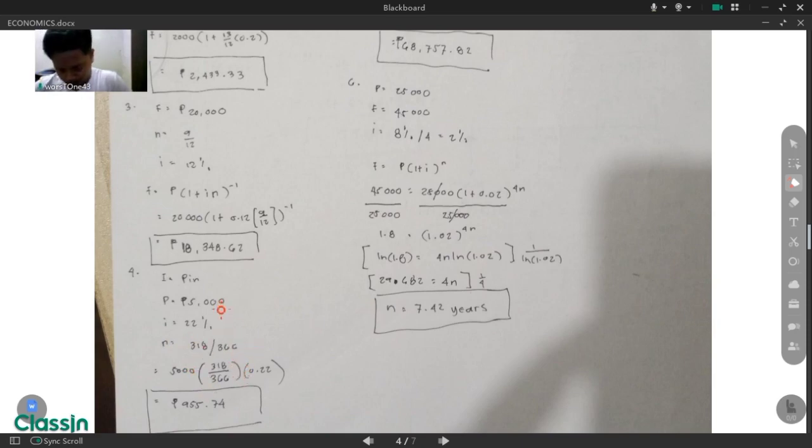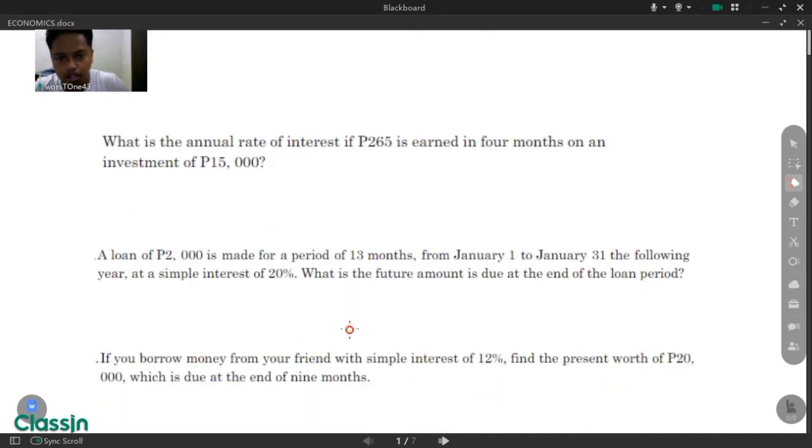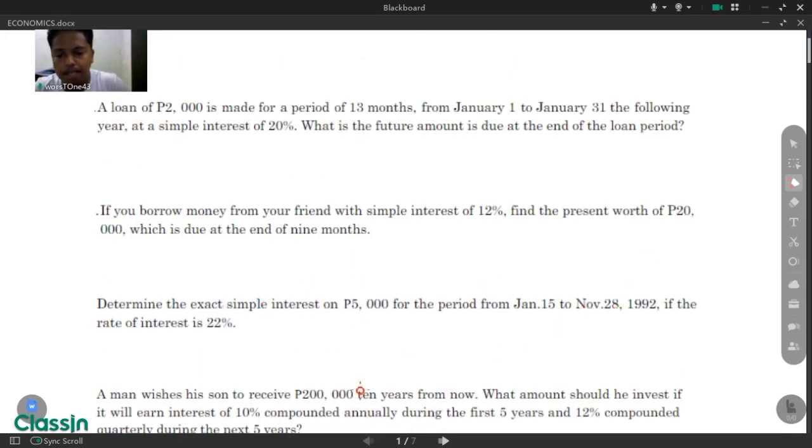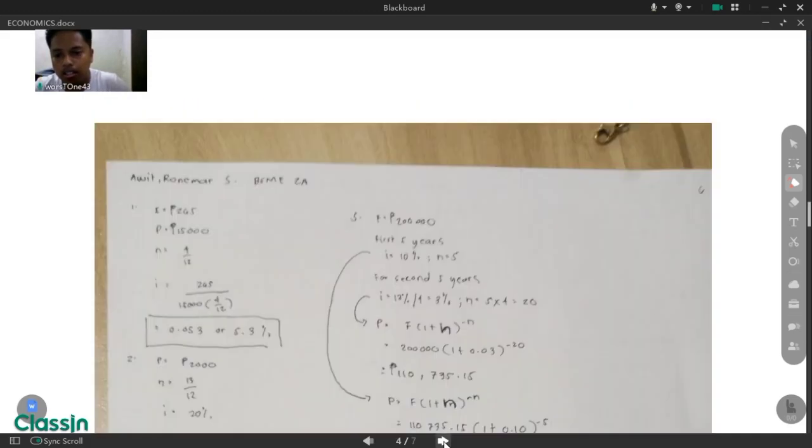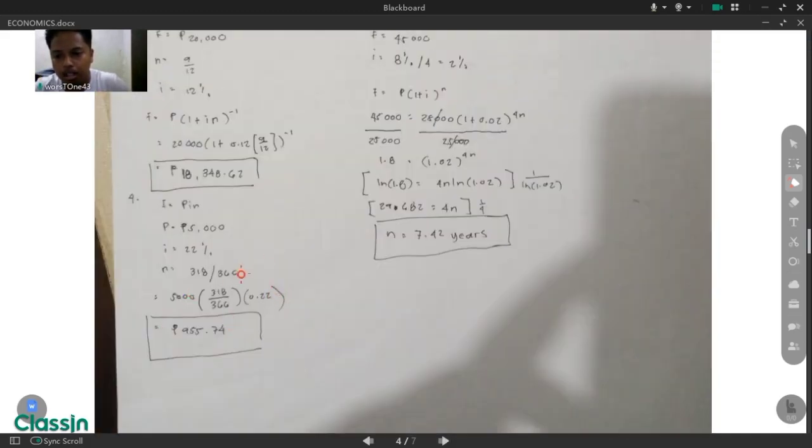I got the 318 over 366 by looking at the chart which tells the number of days. Since the year 1992 is divisible by 4, it is considered a leap year. So hence we have 366 as our days and 318 as we get from the computed days.